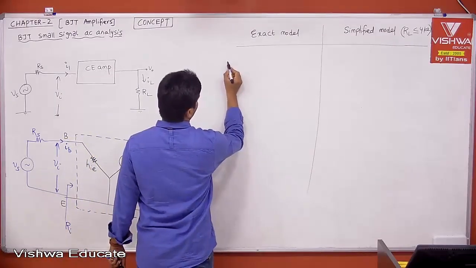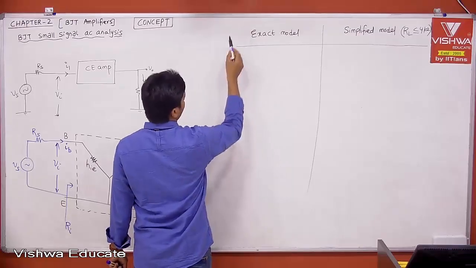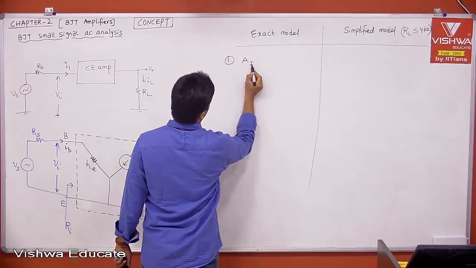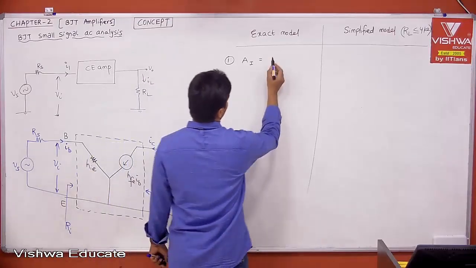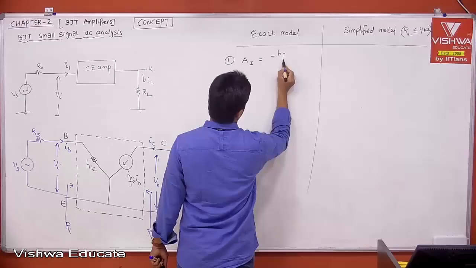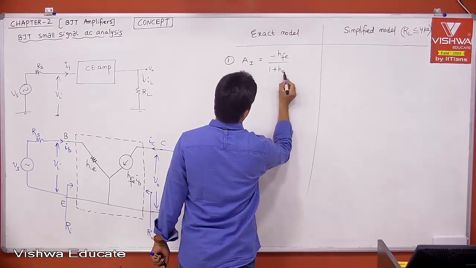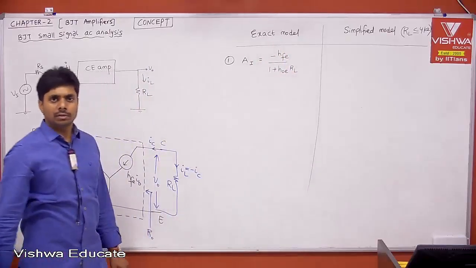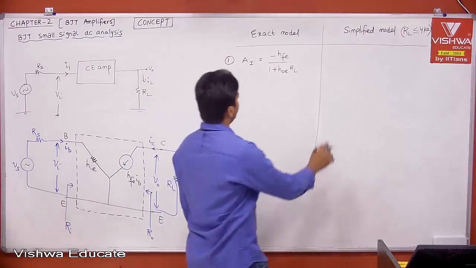Now, what is the first one? Serial number. Okay. The first one, AC parameter. Here only you can take it. Okay. That's fine. The first one, current gain. What is current gain? We already calculated, right? What is that? Minus HFE divided by 1 plus HOE into RL, which we already calculated before, but applying for common emitter configuration.